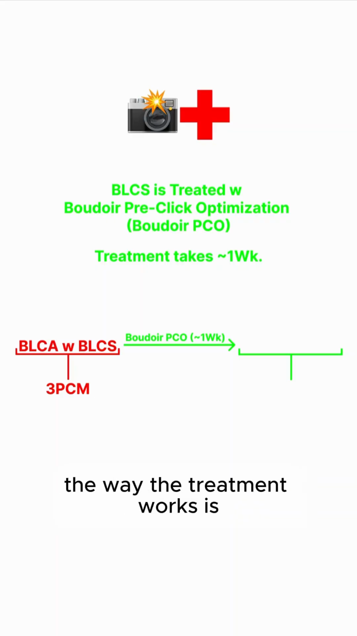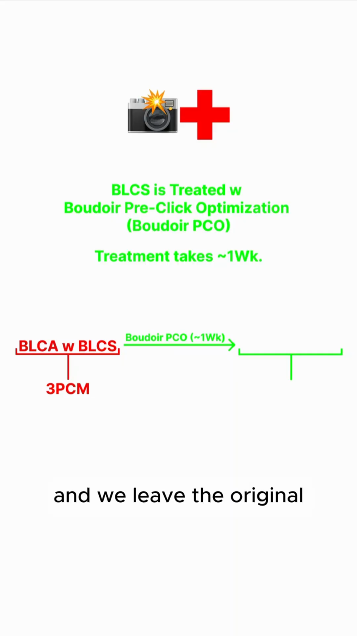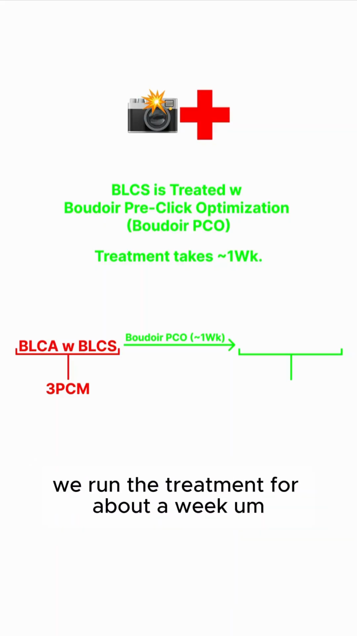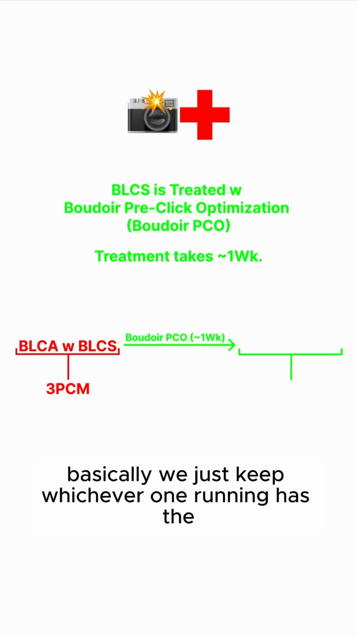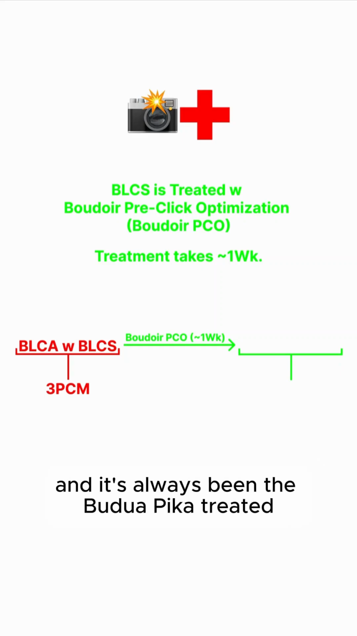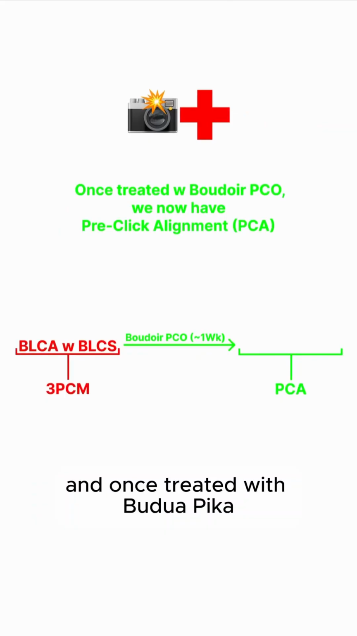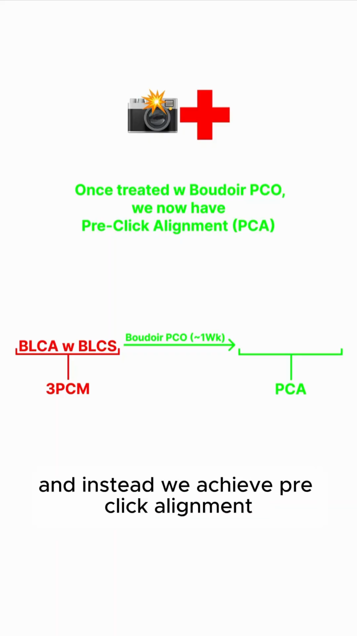The way the treatment works is we duplicate the current Boudoir Facebook ad and leave the original, and we apply the treatment to the duplicated one. We run the treatment for about a week, and after that we just keep whichever one is running with the highest metrics. It's always been the Boudoir Pico treated ad that ends up with the highest metrics for unique CTR all. And once treated with Boudoir Pico, we now have pre-click alignment, PCA. So we get rid of the 3 pre-click mistakes and instead achieve pre-click alignment.